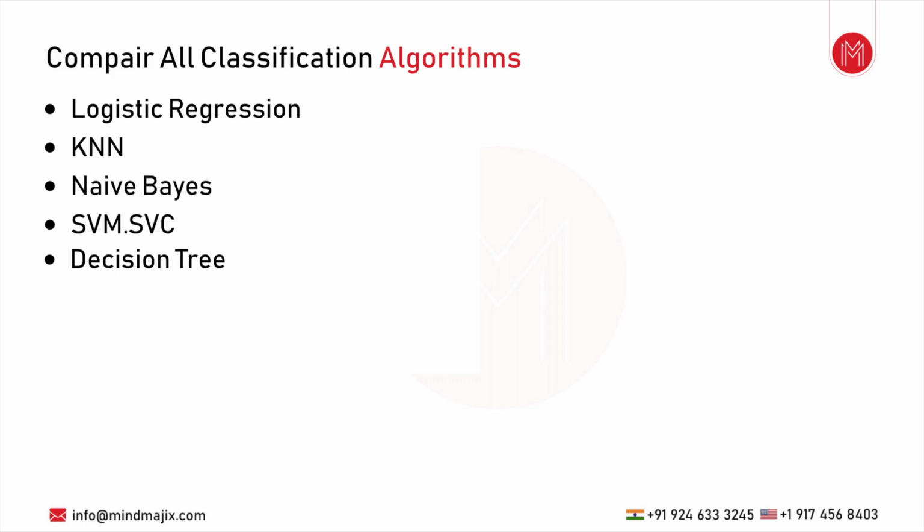We are going to focus on logistic regression, k nearest neighbor, naive Bayes, and SVM SVC. We are also going to use decision tree, which is a very different but very powerful algorithm. I am assuming that you already have clarity over these algos, what they do, how they really work, and what their code is. With that assumption in mind, I am moving forward with the code part.